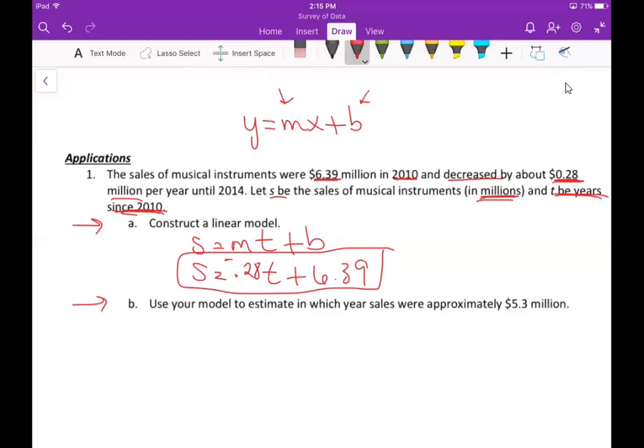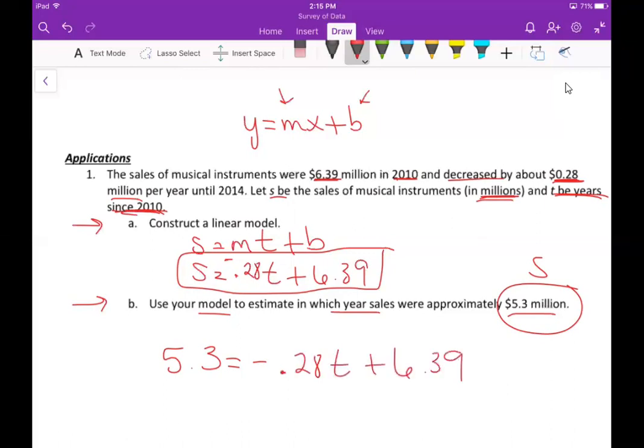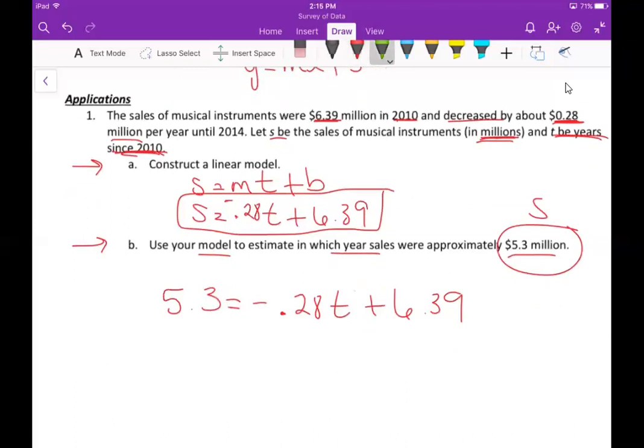And now the awesome part is we can use this model to estimate in which year sales will be approximately 5.3 million. And we're going to use those tactics because we know here this is the sales, that's S. So we're going to be solving for the variable that's not already by itself. We want 5.3 to equal negative 0.28 times our input variable plus 6.39. So we need to do a little bit of work to get this t value by itself, right? But we know how to solve these linear equations now.